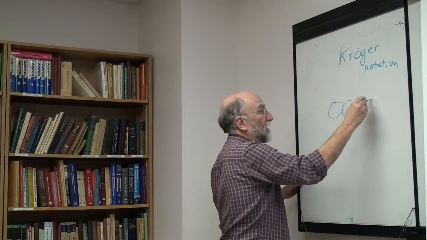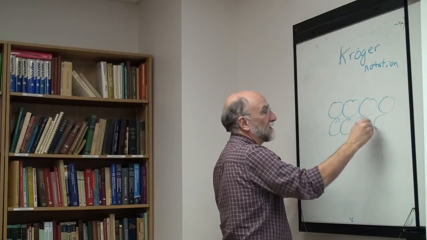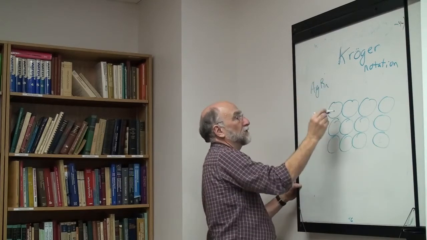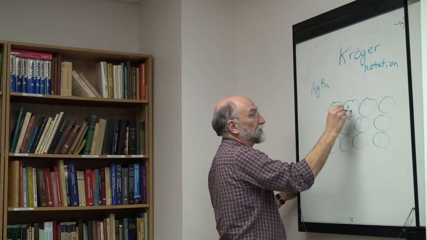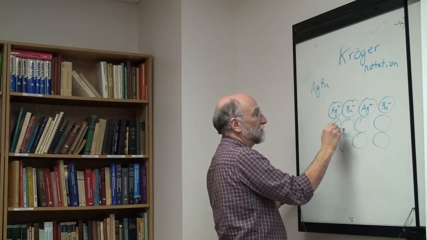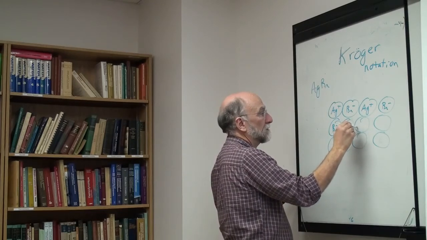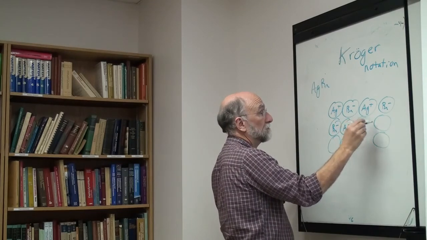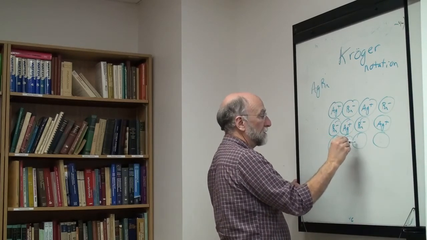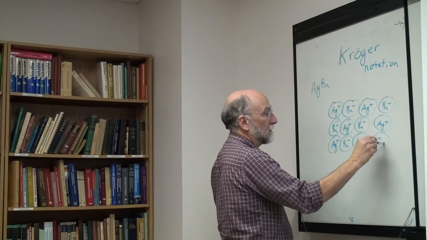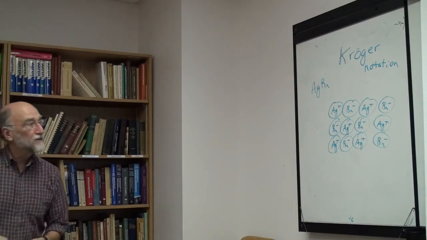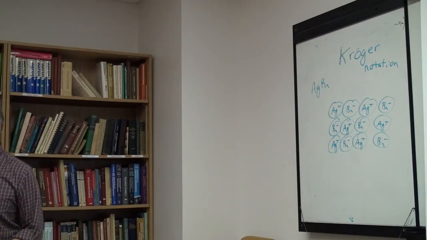I'm going to give you an ionic material, an ionic salt. Let's say you take silver bromide. So normally you would have silver ions on silver sites and you'll have bromine ions on bromine sites. All right, that's your normal neutral salt with all the silver ions on the silver sites, and all the bromine ions on the bromine sites.